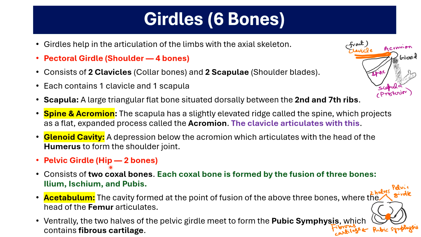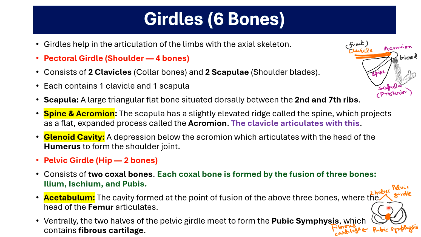Next come to pelvic girdle. It is present in the hip and is made up of 2 bones. Each side has 1 coxal bone. So left is having 1, right is having 1. So together we have 2 coxal bones. Each coxal bone is made by the fusion of 3 bones. What are they? Ilium, ischium and pubis.